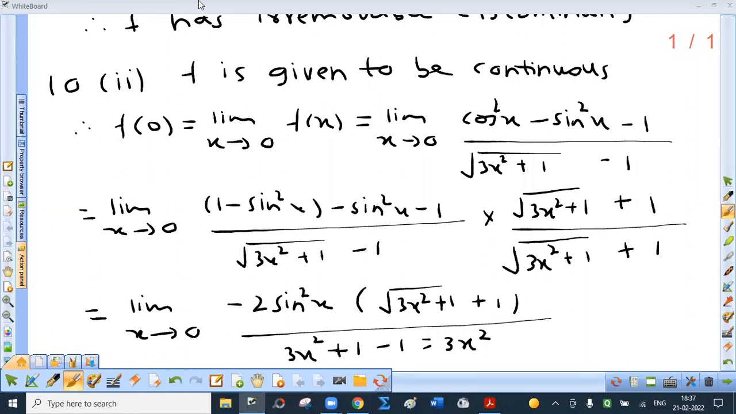Now for evaluation of the limit, the numerator is cos square x minus sin square x minus 1. You may say cos square x minus sin square x is cos 2x. Yes, but that will not help. Write cos square x as 1 minus sin square x. So that gives you minus 2 sin square x. You have to realize that you have to rationalize the denominator. That is, multiply numerator and denominator by root of 3x square plus 1 plus 1. So that gives me minus 2 sin square x into in bracket root of 3x square plus 1 plus 1, upon 3x square plus 1 minus 1. That is just 3x square in the denominator.